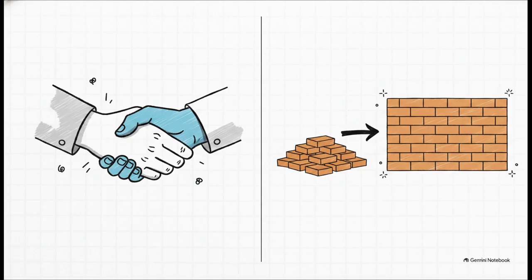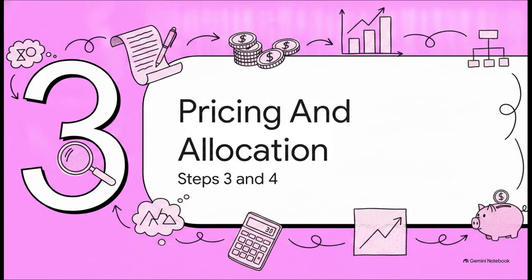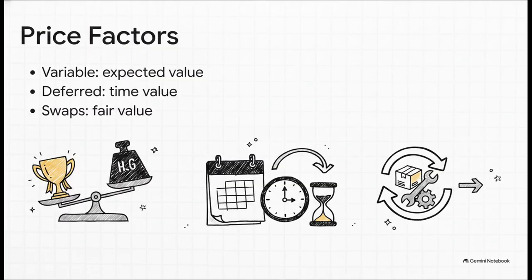The finished wall is. All right, Part 3, Pricing and Allocation. Step 3 isn't always just looking at a simple sticker price. You've got to do some heavy lifting. If there are bonuses, discounts, or penalties, you've got variable consideration. You have to estimate this using either a probability-weighted expected value or the most likely amount. Now, if the customer is paying you a year later, you have deferred consideration, which means there's a significant financing component, so you absolutely must adjust for the time value of money.